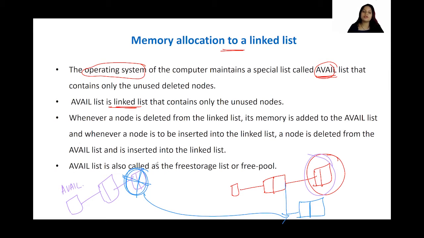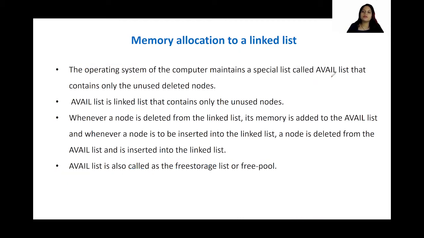So the avail list is also called the free storage list or free pool. Why? Wherever the storage has been freed is going to come and get stored in the avail list. That is why it is called a free storage list or a free pool. It is a pool of free nodes which have been freed by the memory. So this is important for you to remember. The avail list is maintained by the operating system. Whenever a node is to be inserted in the linked list, a node is deleted from the avail list and inserted into the linked list. Right? So this is the special kind of theory which you need to know.